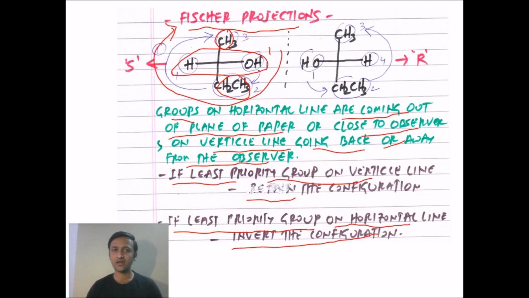Okay, so if you take clockwise, what comes to mind should be R. But the lowest priority group comes on the horizontal line, and as the rule says here, if it comes on the horizontal line, we need to invert the configuration. So it's not R, it has to be taken as S, right? Let's take its mirror image now.